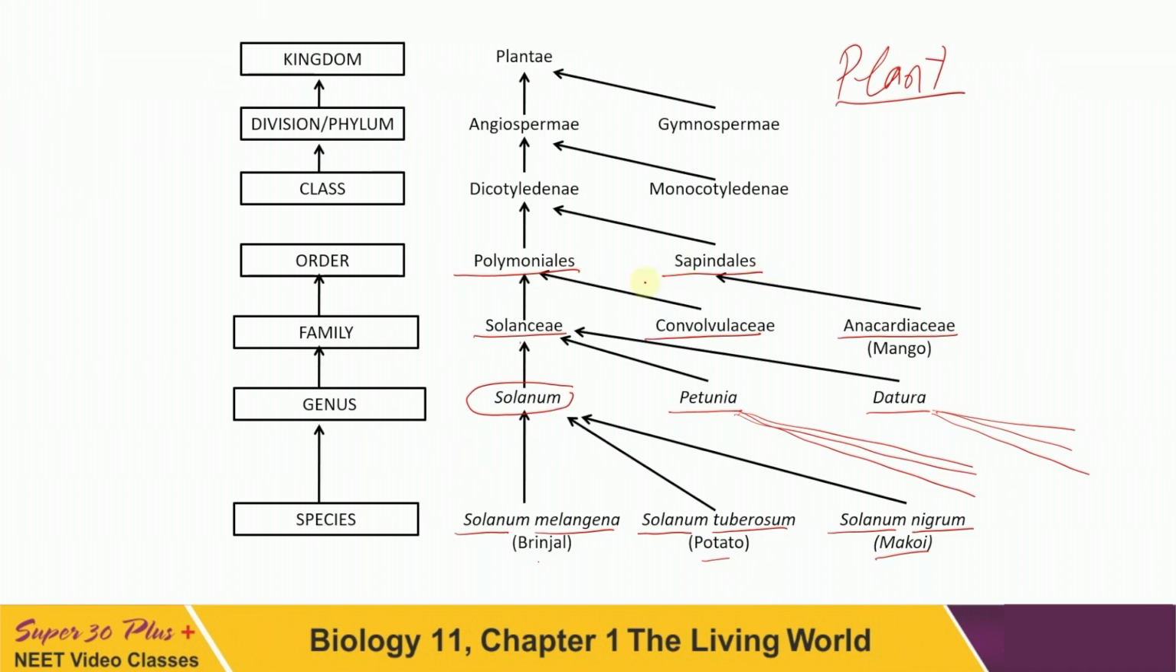The orders which have more characters in common have been put in a class known as Dicotyledonae, and in the same way, different orders make the class Monocotyledonae. Now, the classes which have more characters in common have been put in a division. Division is used for plants. In the division Angiospermae are Dicotyledonae and Monocotyledonae. Angiospermae and Gymnospermae put together have been placed in kingdom Plantae.